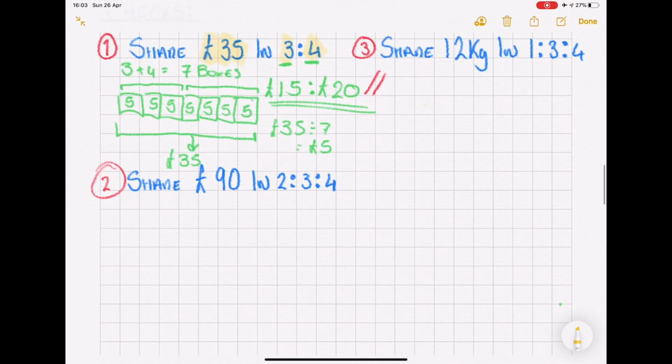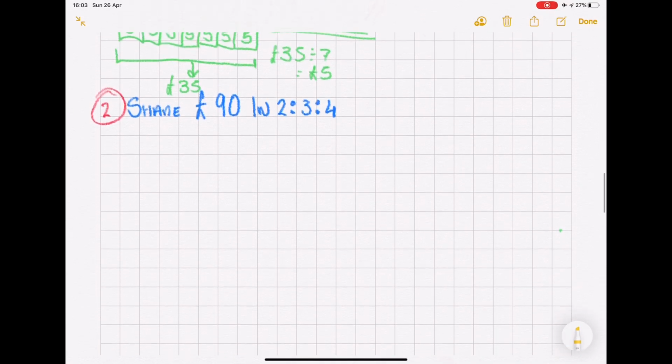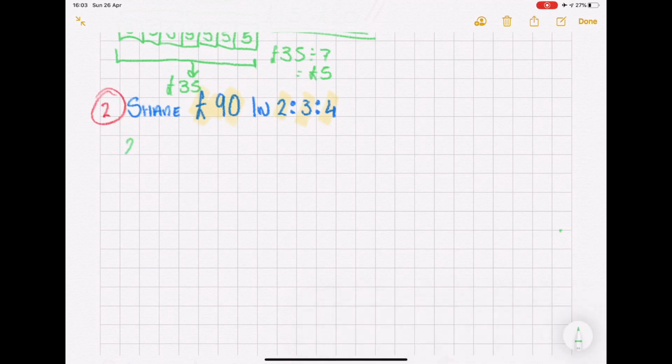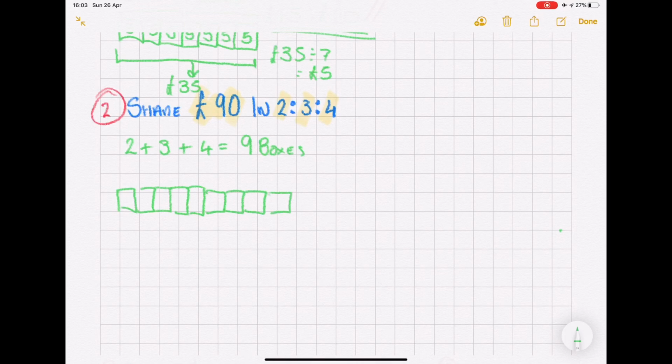Let's have a look at this second example. Scroll down here. Share £90 in the ratio 2 to 3 to 4. So splitting it in 3 parts now. So let's find out how many boxes we're going to need. 2 plus 3 plus 4 gives us 9 boxes. 1, 2, 3, 4, 5, 6, 7, 8, 9. And we're saying that all 9 boxes added together has a worth of £90.